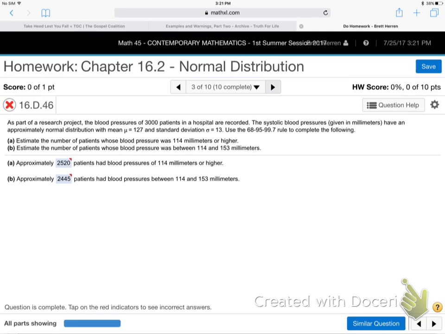Let's see, okay. Part of research, blood pressure. Blood pressure is also normally distributed, it's true. Have an approximate normal distribution, standard deviation. Okay. Estimate the number of patients. Yeah, same thing. So it's just draw the bell curve again. Let's do it. I think it's valuable. So let's draw the bell curve. It's exactly what it is.